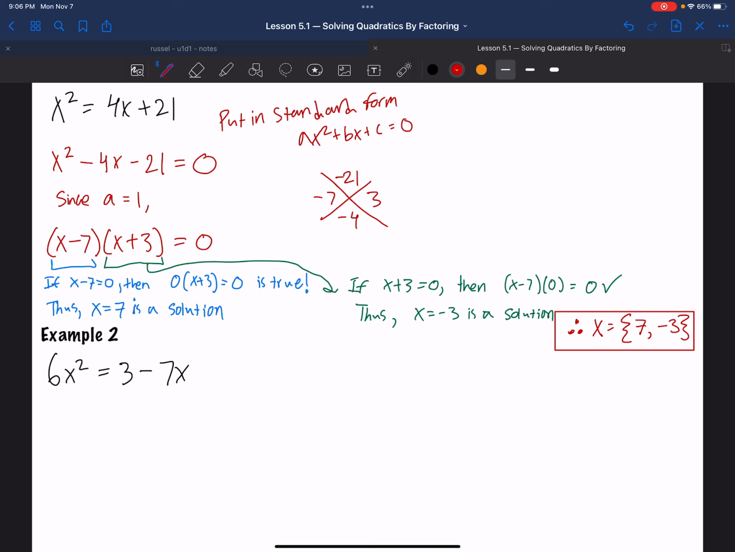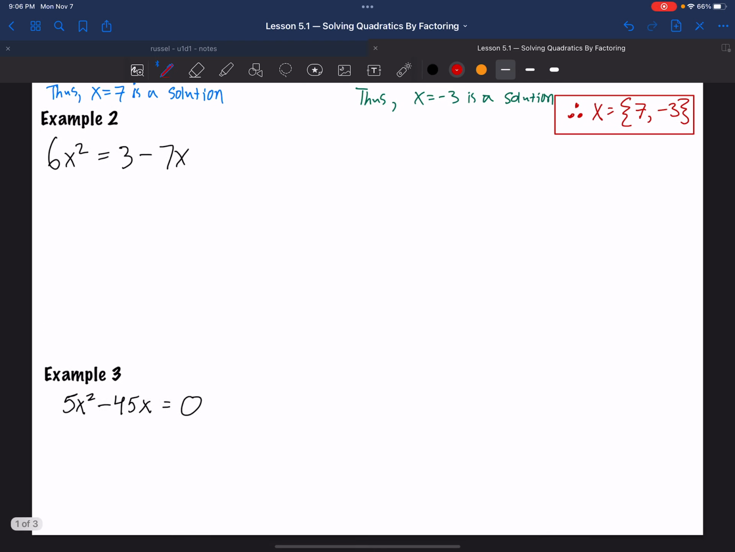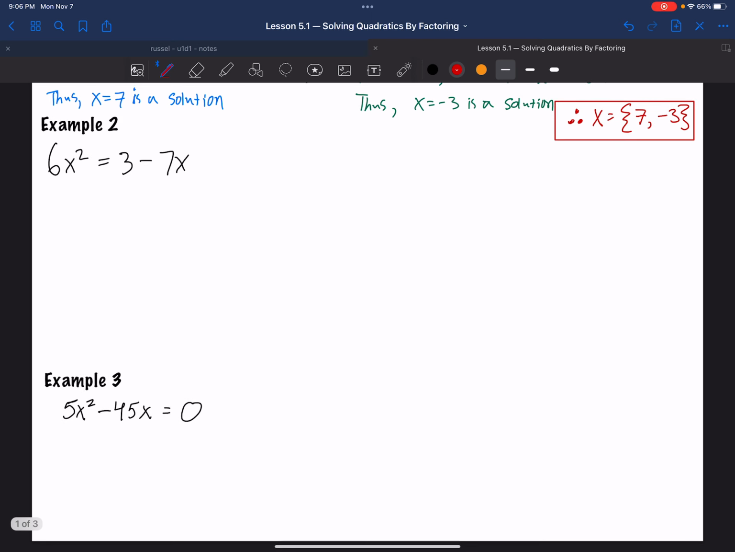And done. Okay? All right, let's move on. Example 2. I really only needed to do this first example, but I wanted to give you a plethora of examples to refer to just in case you get stuck. Okay? So example 2, I'm going to put this in standard form again.